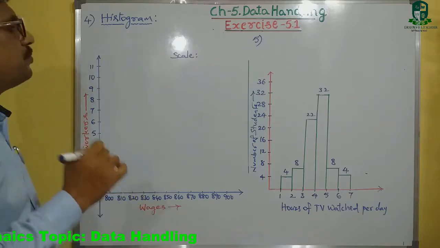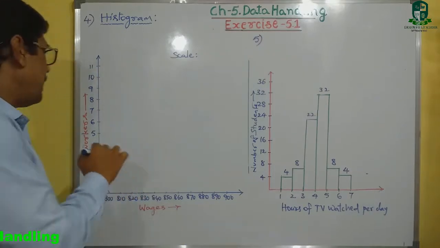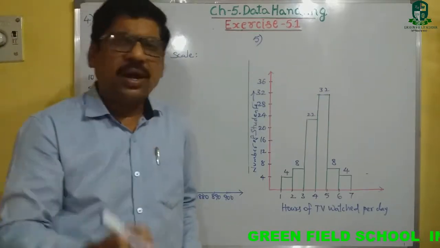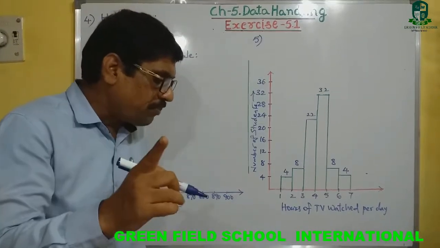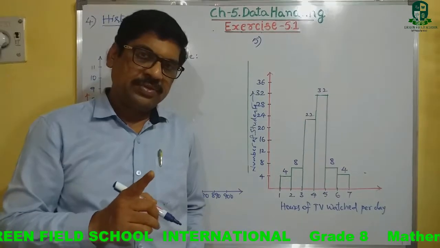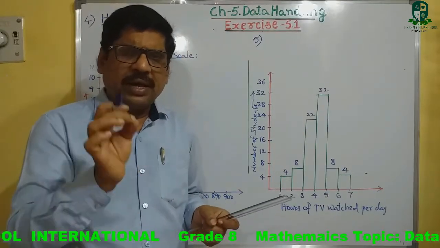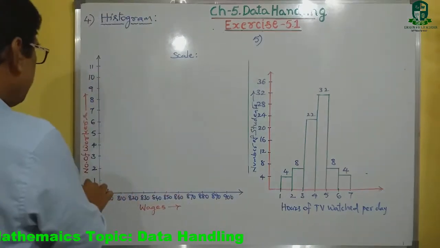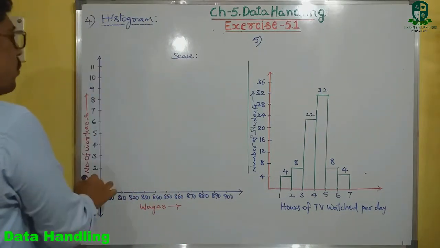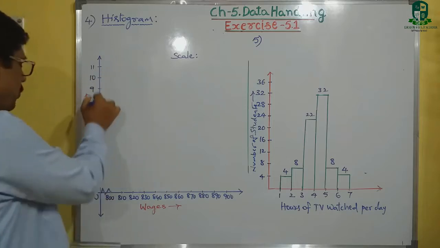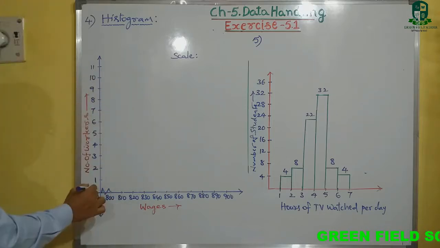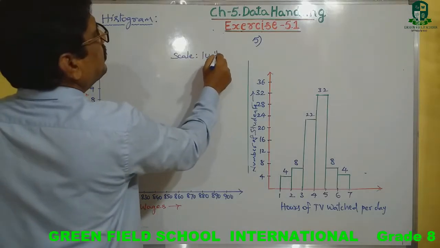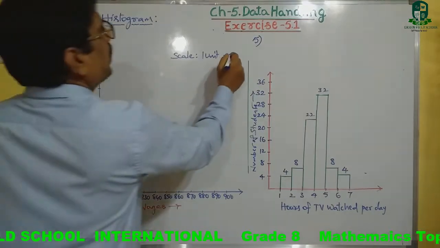Okay. Now the frequencies we have to take on the y-axis. Look at the frequencies in the third column. The maximum frequency is 9. So there are very small numbers in the frequencies. That's why I have taken the scale on the y-axis as 1 unit. Here the scale is 1 unit equal to 1 worker.